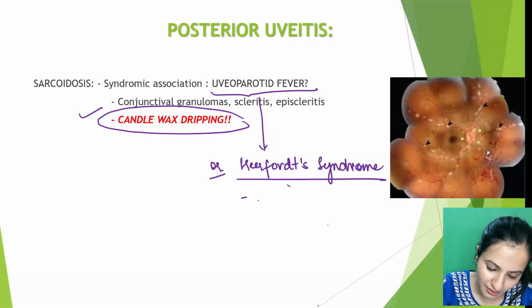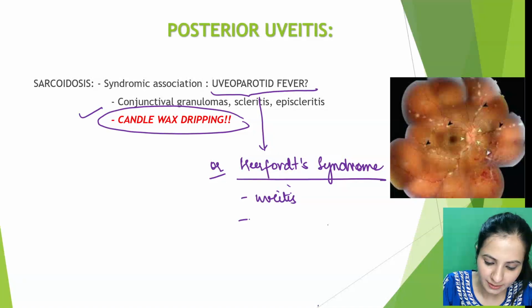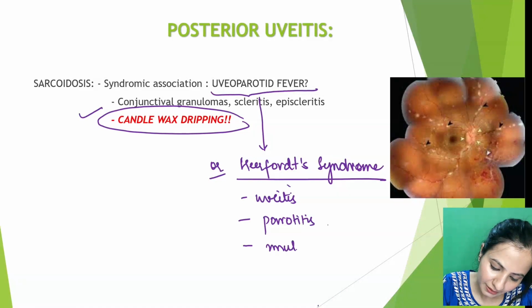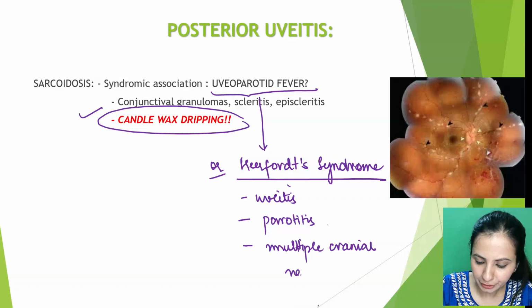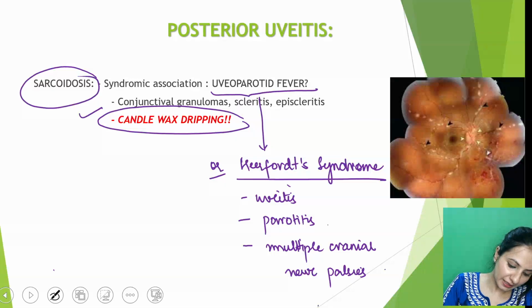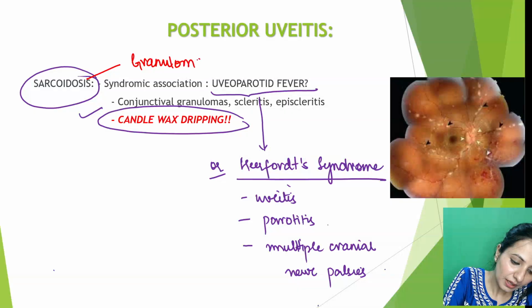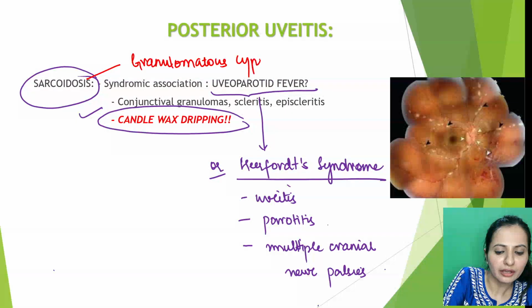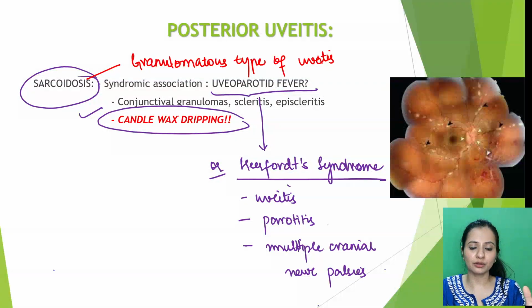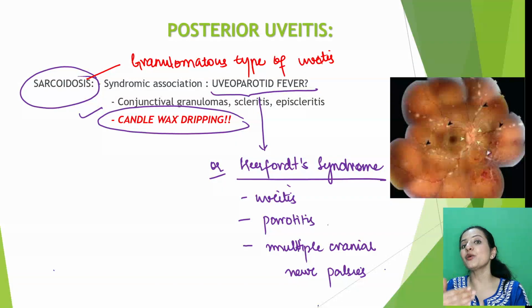It includes, as the name suggests, uveitis, parotitis, and multiple cranial nerve palsy. Okay, now sarcoidosis typically has a granulomatous type of uveitis. So, if the question is saying you are having conjunctival granuloma, scleritis, episcleritis, candle wax drippings, then your answer will be sarcoidosis.